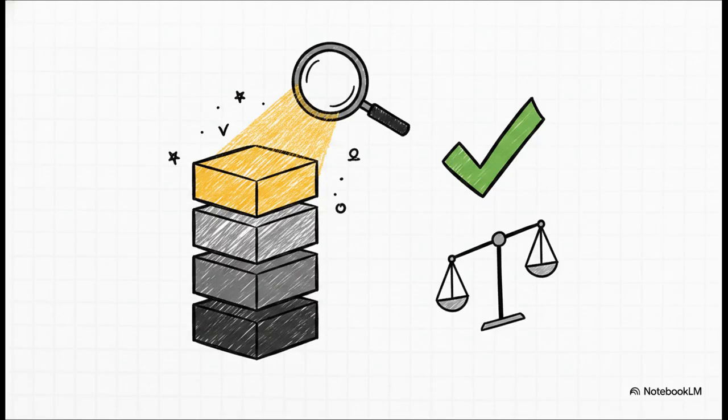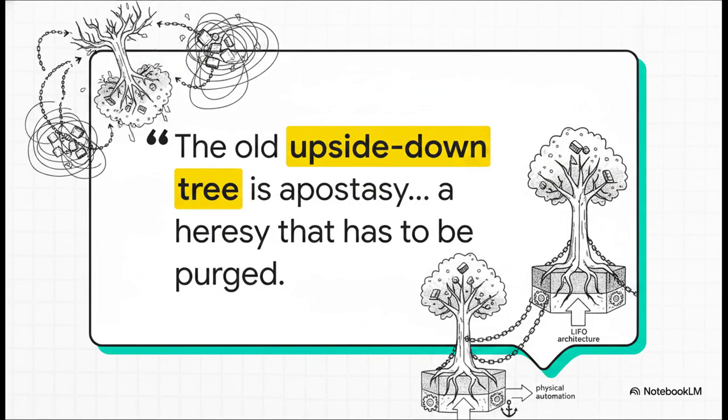It introduces value version control, and because of that LIFO architecture, the system only ever needs to query index 0 of the data tree. Just by checking that single top layer, you get an immediate, flawless mathematical proof of the system's absolute state. No guessing, zero ambiguity. The source documentation for this new standard absolutely does not mince words either. It says, the old upside-down tree is apostasy, a heresy that has to be purged to achieve true physical automation.